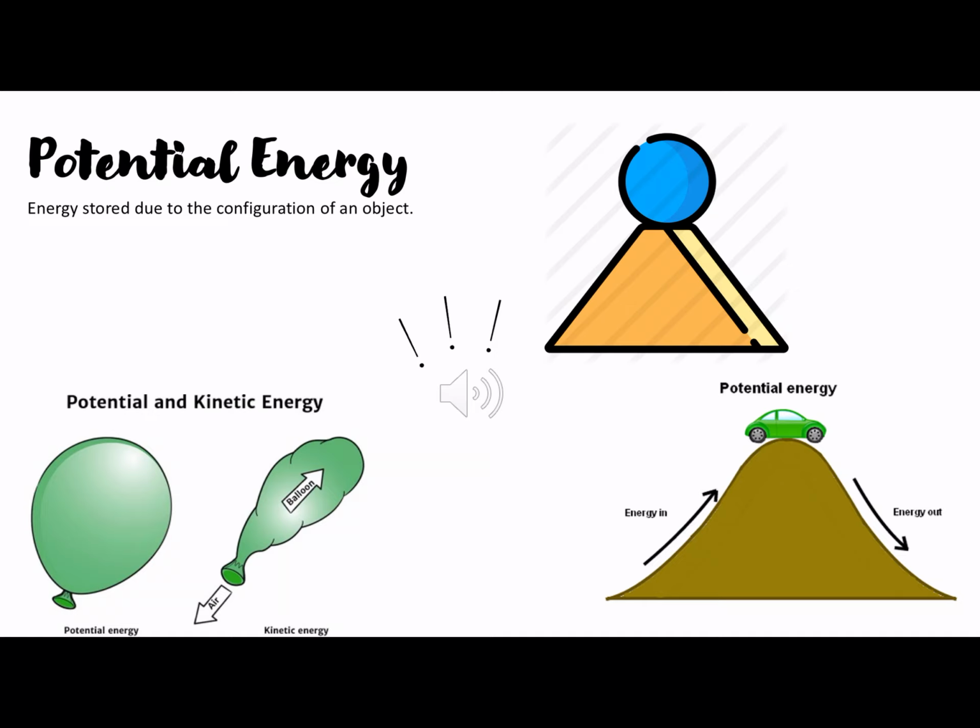Potential energy is the energy stored due to the configuration or position of an object. There are two types. Number one, elastic potential energy, and the other one is gravitational potential energy.